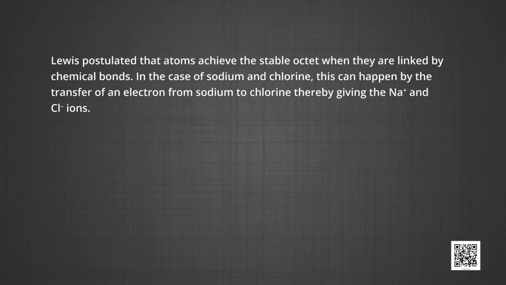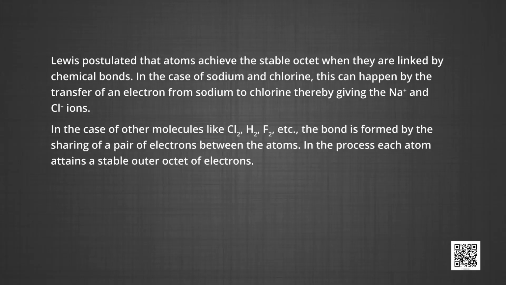In the case of sodium and chlorine, this can happen by the transfer of an electron from sodium to chlorine, thereby giving the sodium ion and chloride ion. In the case of other molecules like chlorine, hydrogen, fluorine, etc., the bond is formed by the sharing of a pair of electrons between the atoms. In the process, each atom attains a stable outer octet of electrons.